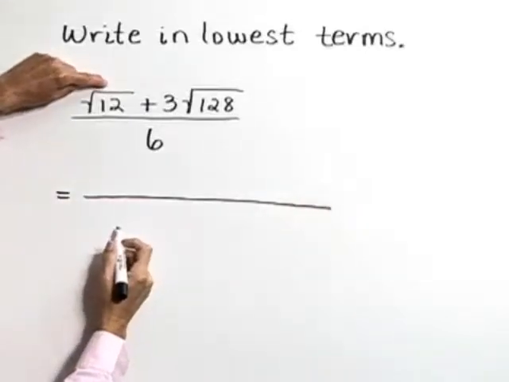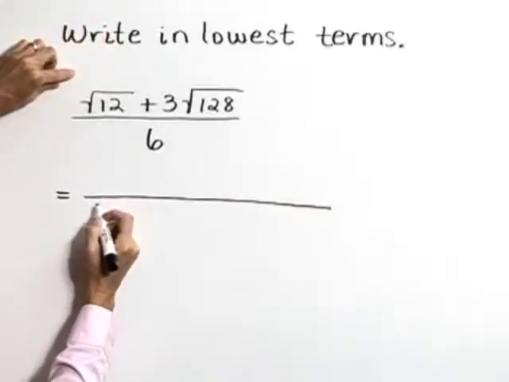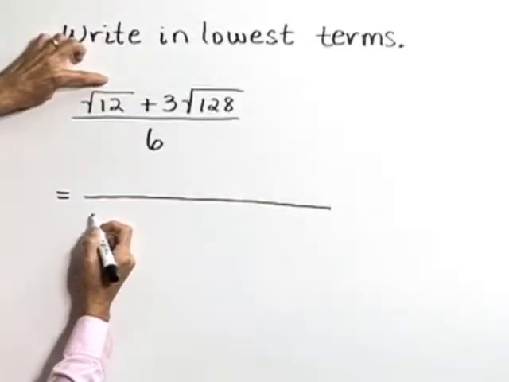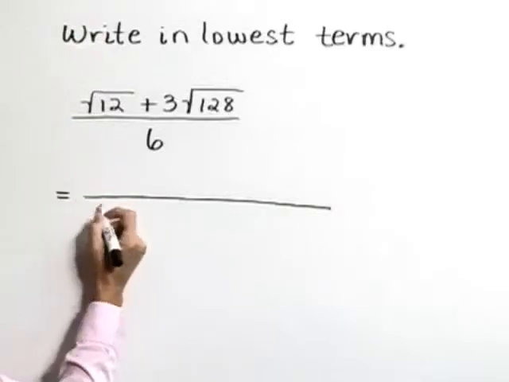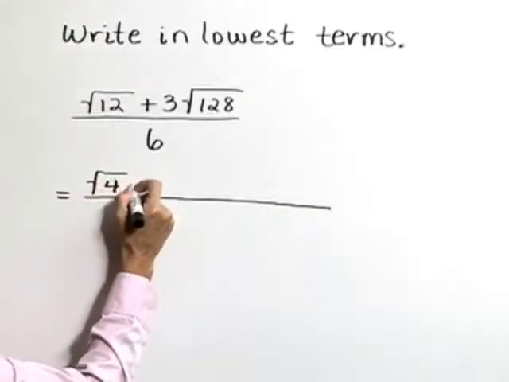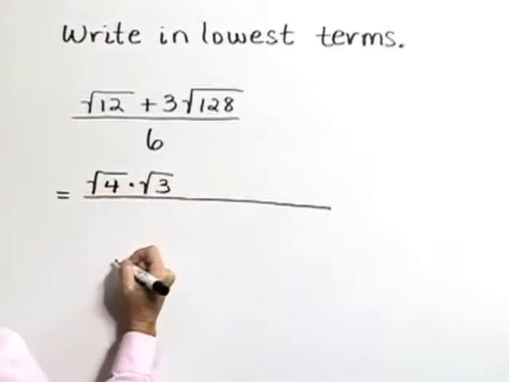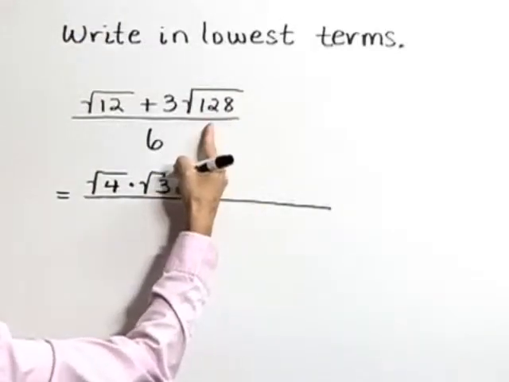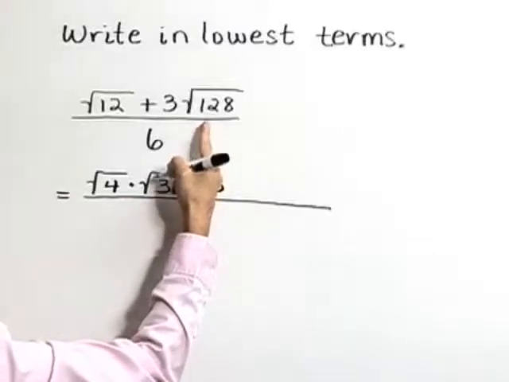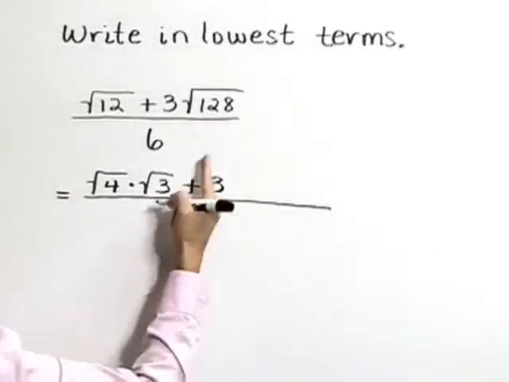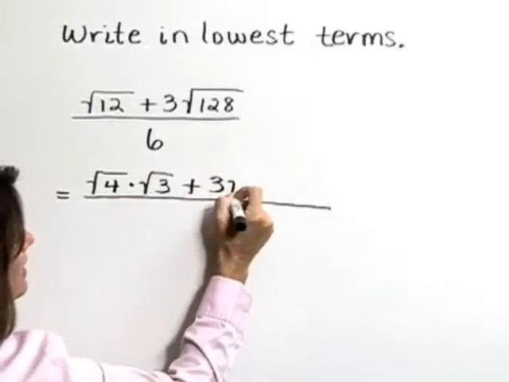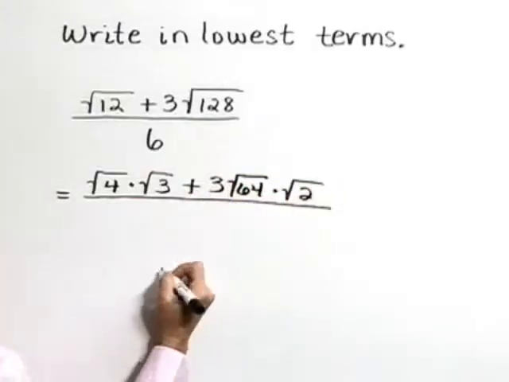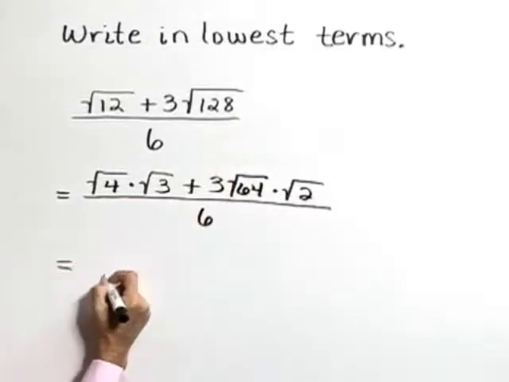rewriting the radicals in a factored form where we can see their perfect square factors. That 12 has a perfect square factor of 4, so let's write the square root of 12 as the square root of 4 times the square root of 3. With our second term in the numerator, 128 has a perfect square factor of 64. So let's write the square root of 128 as the square root of 64 times the square root of 2. And that's all over 6 in the denominator.